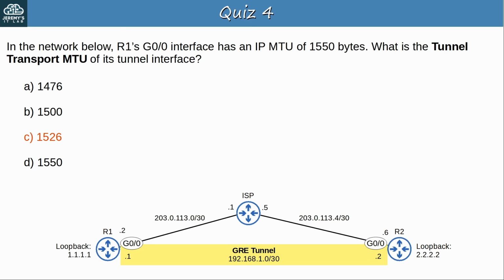The tunnel transport MTU is automatically calculated based on the IP MTU of the physical interface used as the source of the tunnel. Because GRE adds a total of 24 bytes to a packet, the tunnel transport MTU is calculated as 24 bytes less than the IP MTU of the physical interface. With the default MTU of 1500, the tunnel transport MTU will be 1476, but in this case 1526, 24 less than G0/0's IP MTU of 1550, is the correct answer. Okay, let's go to question 5.